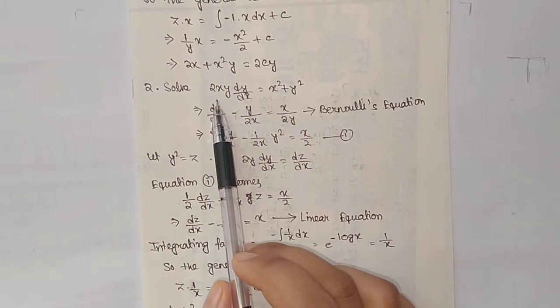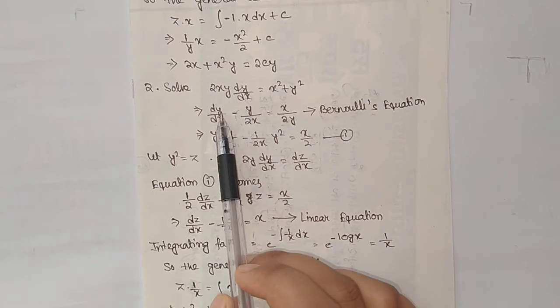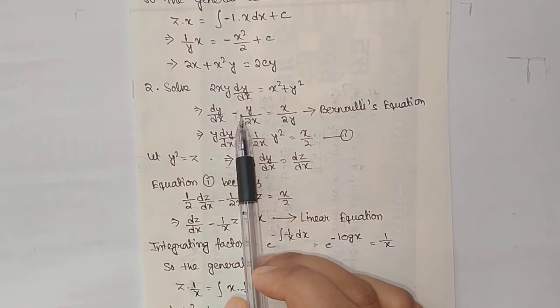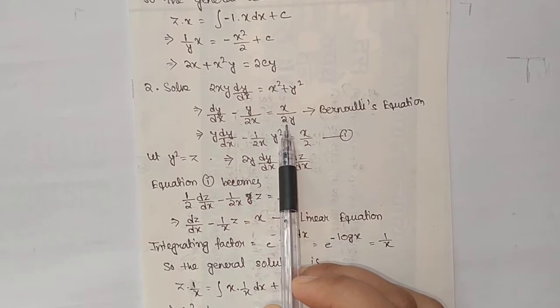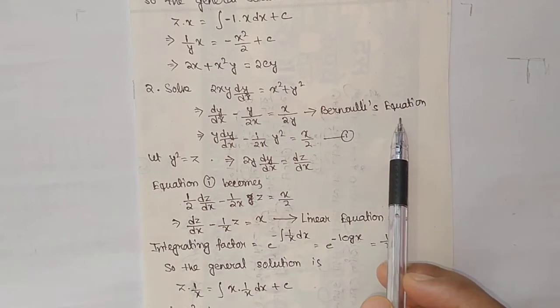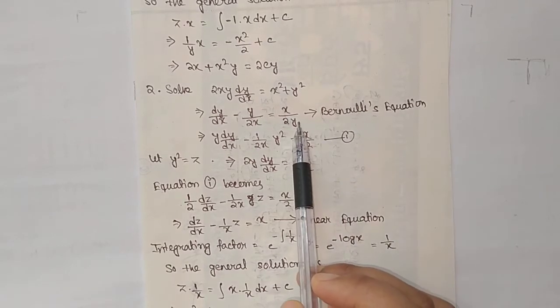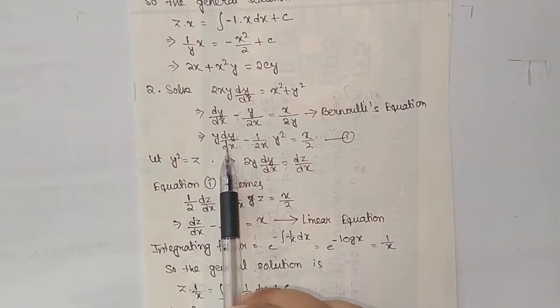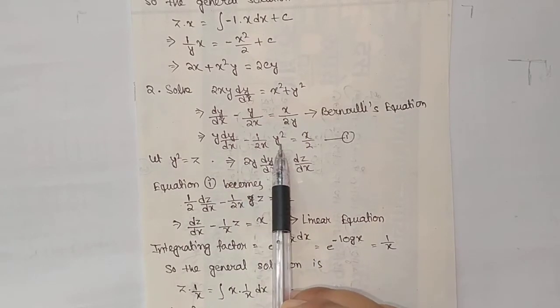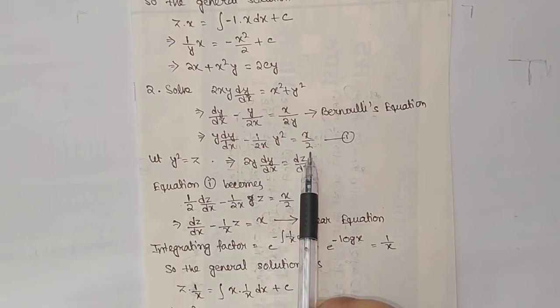Consider the next example: solve 2xy dy/dx = x^2 + y^2. Divide both sides by 2xy. So dy/dx - y/(2x) = x/(2y). This is the Bernoulli equation. First we multiply both sides by y, so we get y dy/dx - (1/2x) y^2 = x/2.